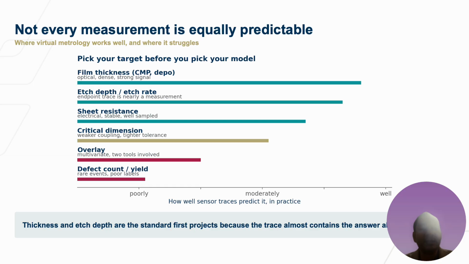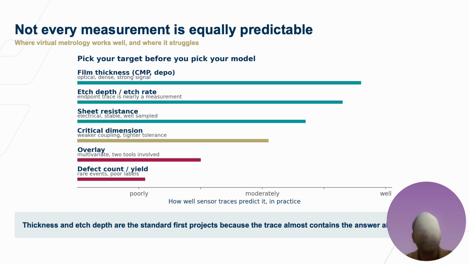Overlay is harder still, and structurally so. It involves two tools and it's inherently multivariate. We saw in lecture 3 that a single overlay number hides translation, magnification, and rotation. And defect count or yield is the hardest of all. Rare events, poor labels, a long causal chain between the tool and the outcome.